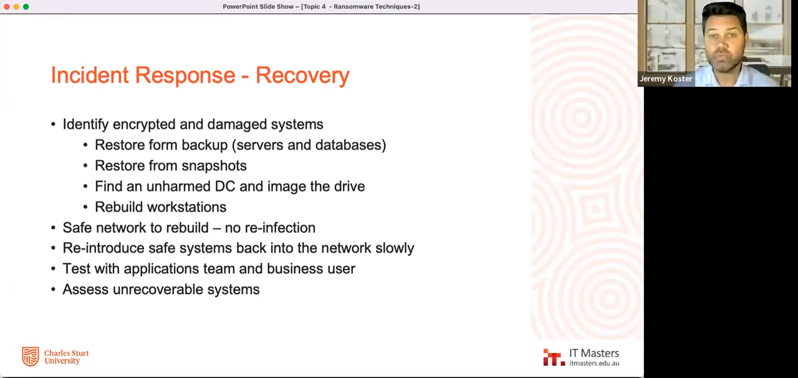And also, when you're finally at recovery and you've got the applications back up, you test that with the application team and the business user. And you also assess unrecoverable systems. If you knew what was on those systems, try and assess it, understand maybe if you had snapshots somewhere, even from 6 months ago, what sort of data was on it, what have you lost, how is that going to impact the organization, with insurance as well. That could be something you need to know about.